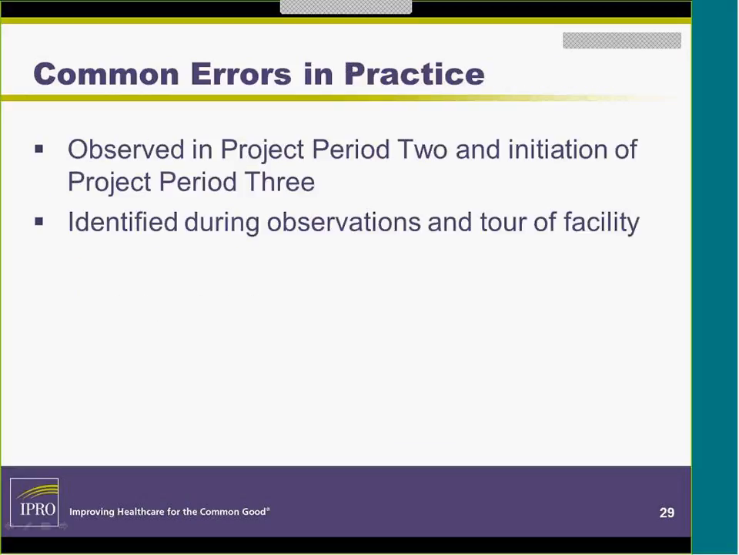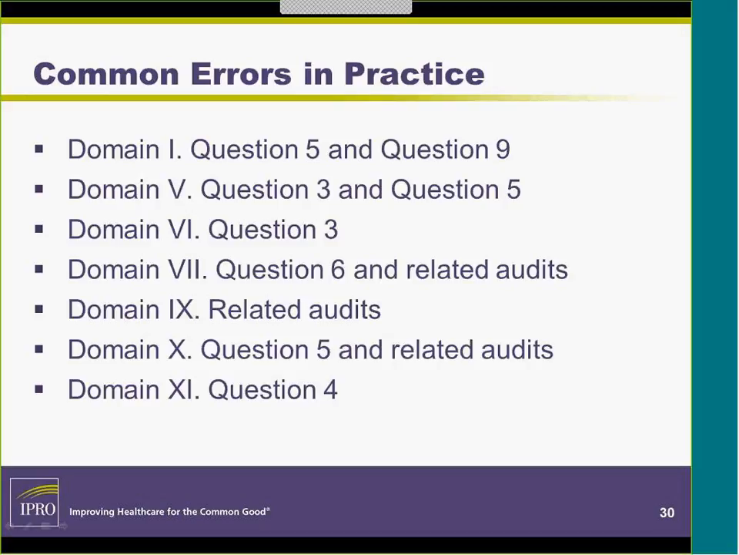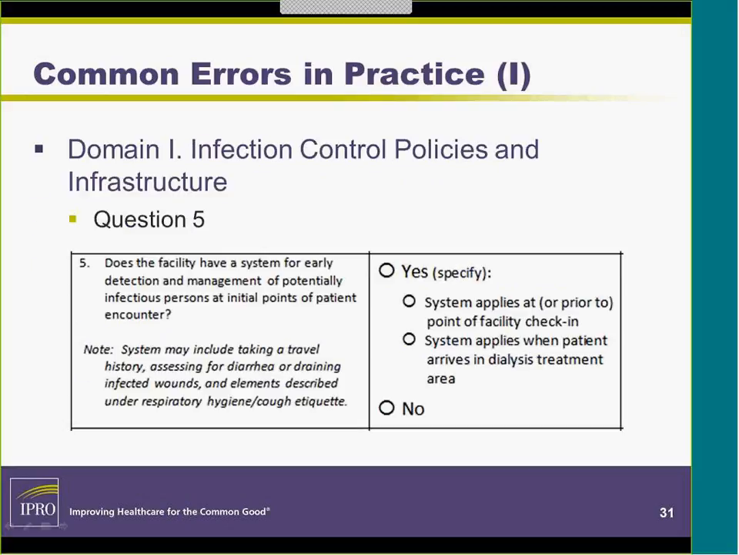All right, we are going to jump into the common errors in practice. This is more important in terms of infection control. Yes, we want you answering the tool correctly, but more importantly, we're hoping to identify gaps in practice. So this is where we can identify room for improvement to hopefully improve your infection control practice. So these are the ones I've found commonly through the site visits I've been to so far. This is just a quick snapshot of the questions with the most practice gaps. I will go into detail on each of them. So, again, infection control policies and infrastructure. Question 5. Does the facility have a system for early detection and management of potentially infectious persons at initial points of patient encounter?